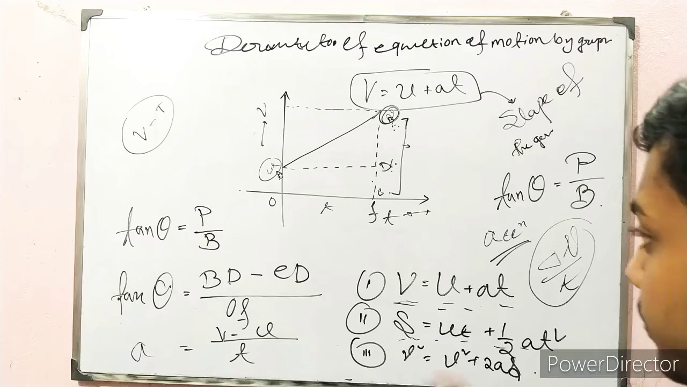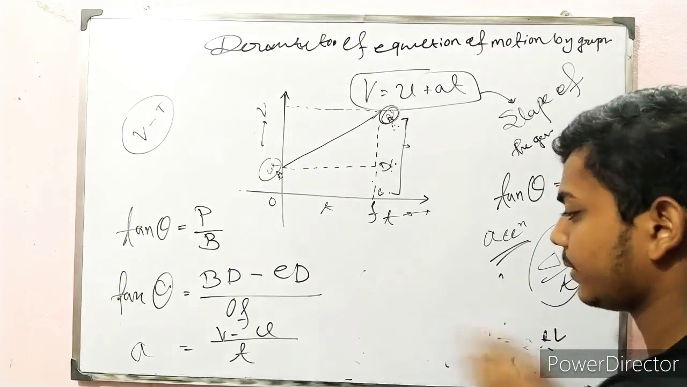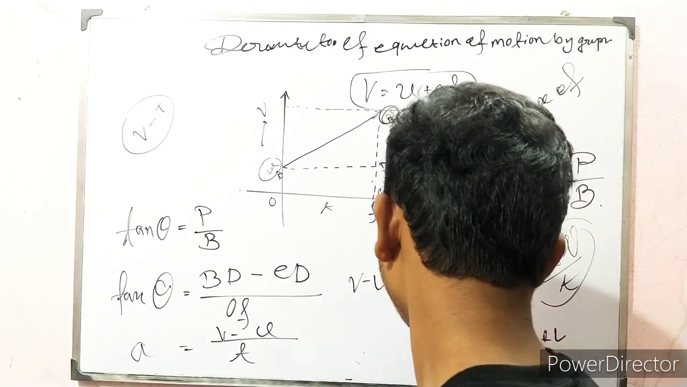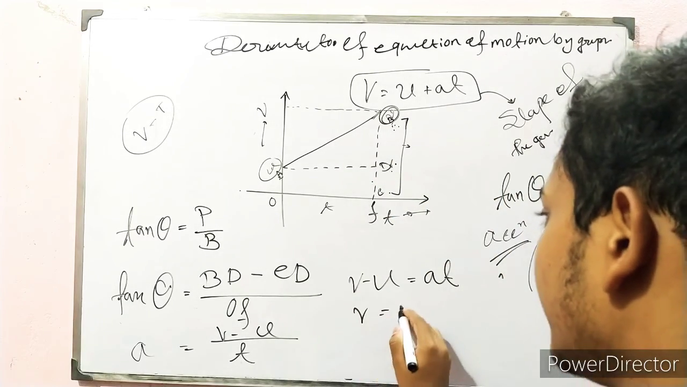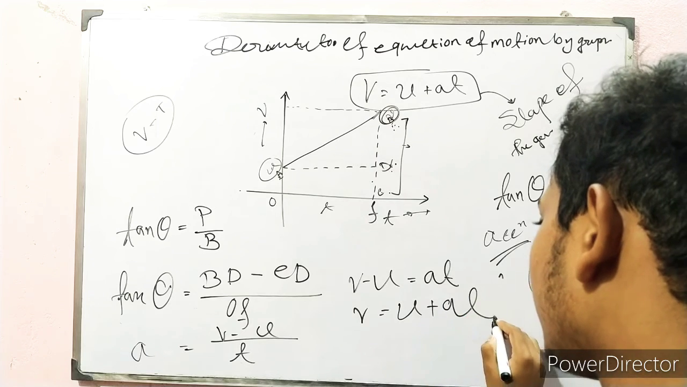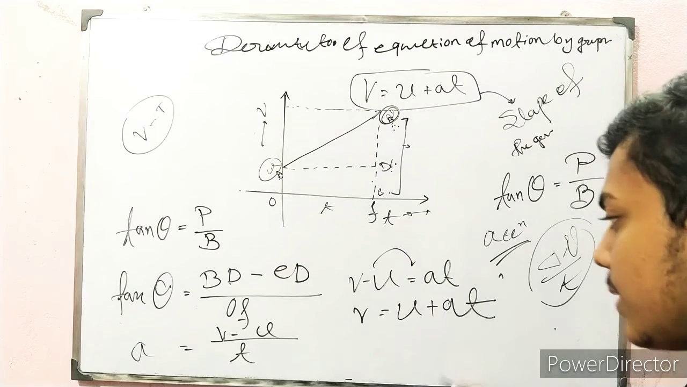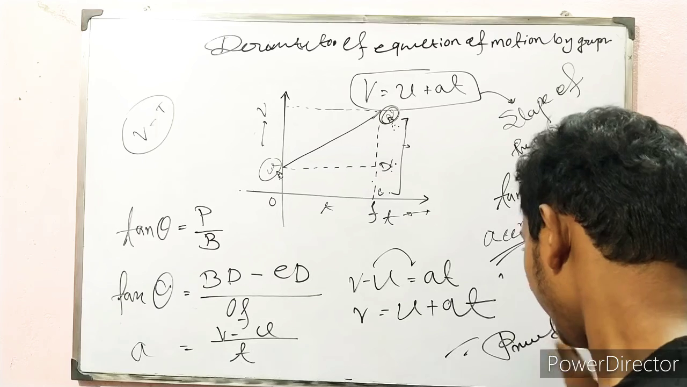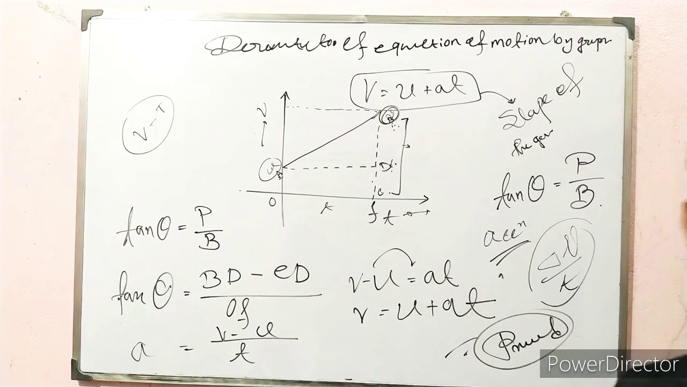And now we will do v minus u = at. So what can we prove? That is v = u + at. When you move it, the minus changes into plus. So that is the proof of this, proved by graphical method.